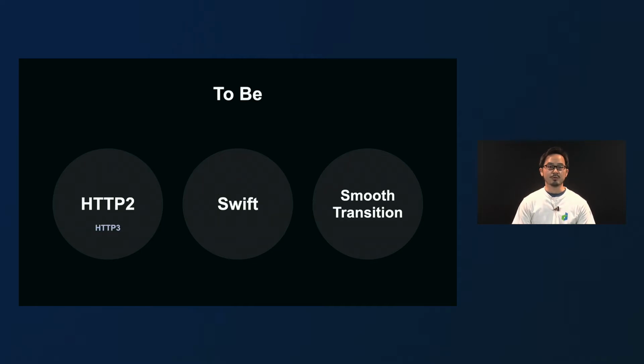Our goal is to upgrade to standard HTTP2 and of course HTTP3 in the future. And we want to have a pure Swift codebase because the whole Line project is migrating to Swift. The most important is we want a smooth transition. We don't want our features to be affected.